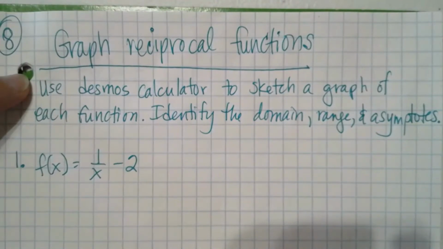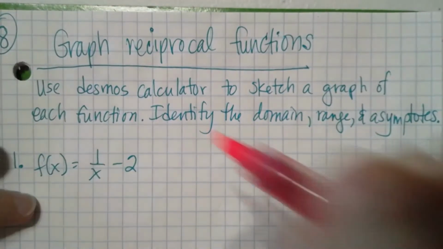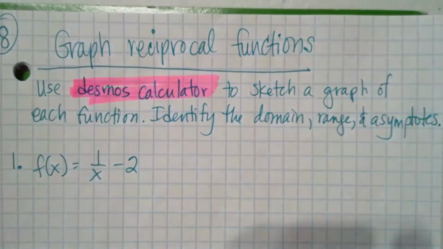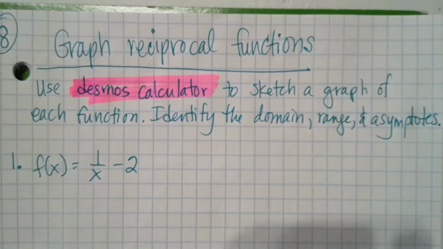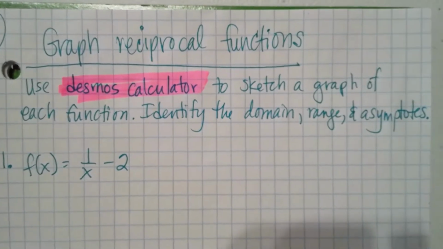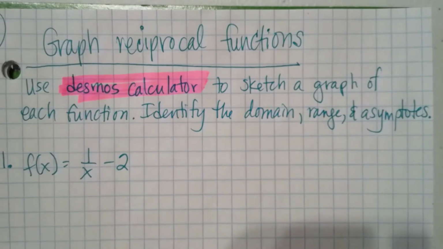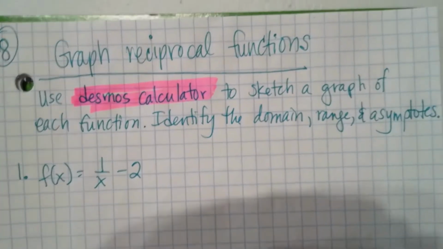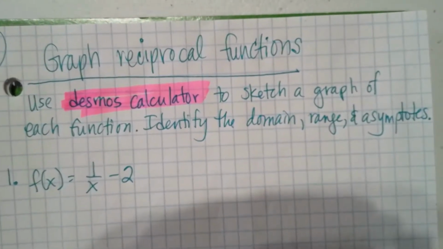We are going to use a Desmos calculator to sketch a graph. If you could pull that up on your phone or on your computer, we are going to sketch a real quick graph. It doesn't have to be beautiful by any means. We are going to identify the domain and the range, and tell what the asymptotes are, making sure we're doing the vertical and horizontal asymptotes.